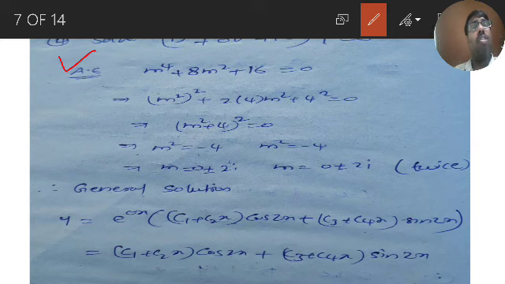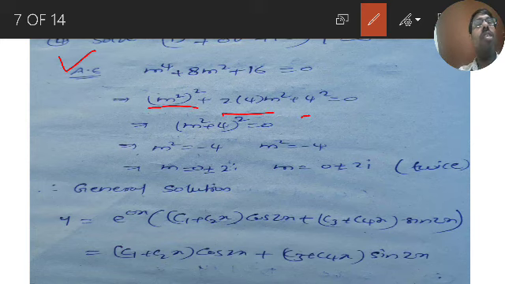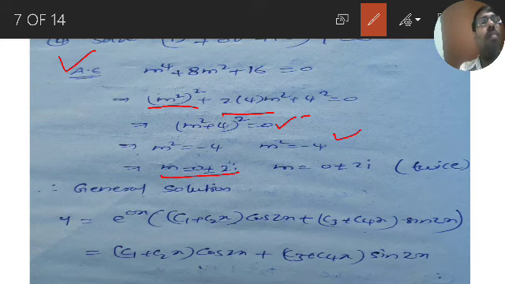That is (m^2)^2 + 2 into 4 into m^2 + 4^2 = 0. This is a^2 + 2ab + b^2, that is (a + b)^2 = 0. That is (m^2 + 4)(m^2 + 4) = 0. That is m^2 = -4, m^2 = -4, so m = 0 ± 2i.